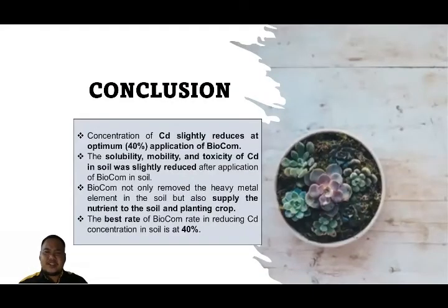As a conclusion, the concentration of cadmium slightly reduced at the optimal application of biocom. The solubility, mobility, and toxicity of cadmium in soil were slightly reduced after application of biocom in the soil. Biocom not only removes the heavy metal element in the soil, but also supplies nutrients to the soil and the planting crop. And we can simply conclude that the best rate of biocom in reducing cadmium concentration in the soil is 40%. So that's all from me.